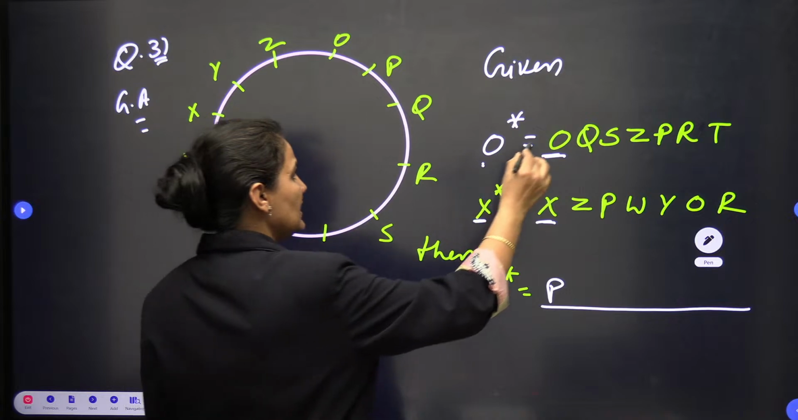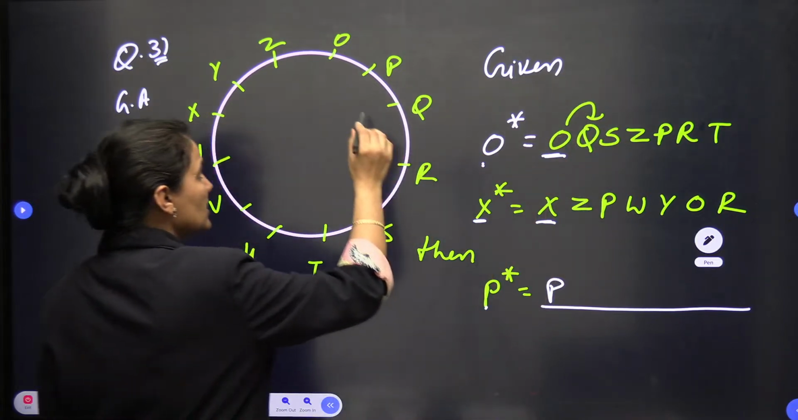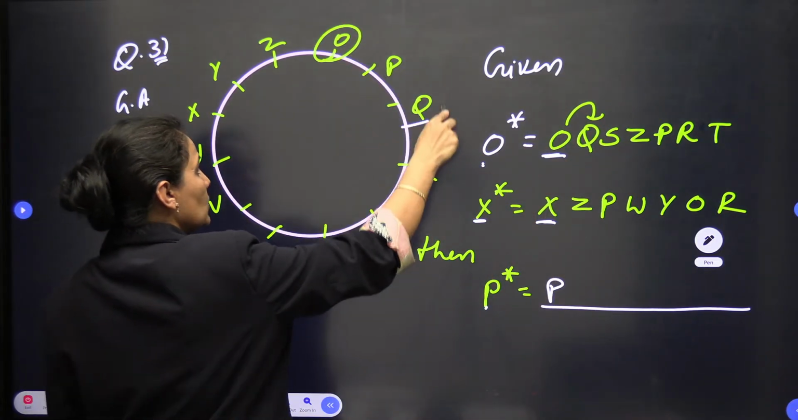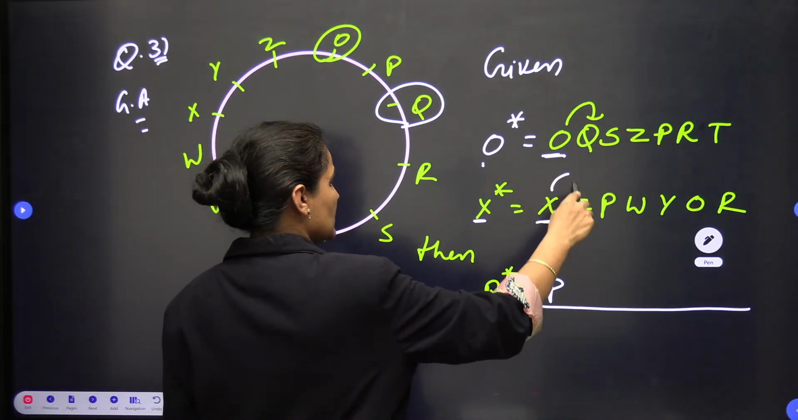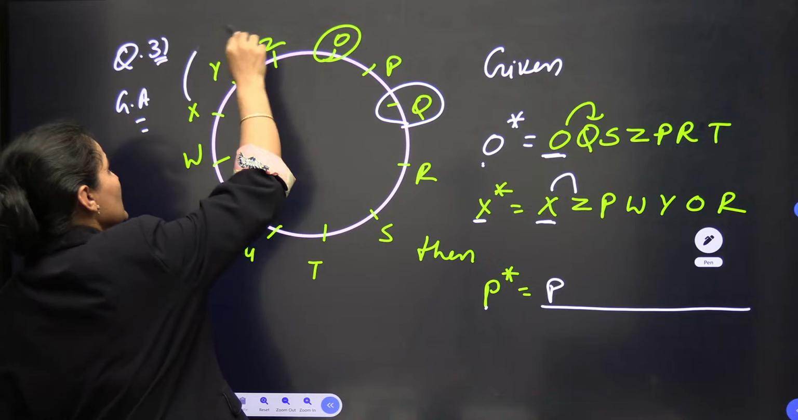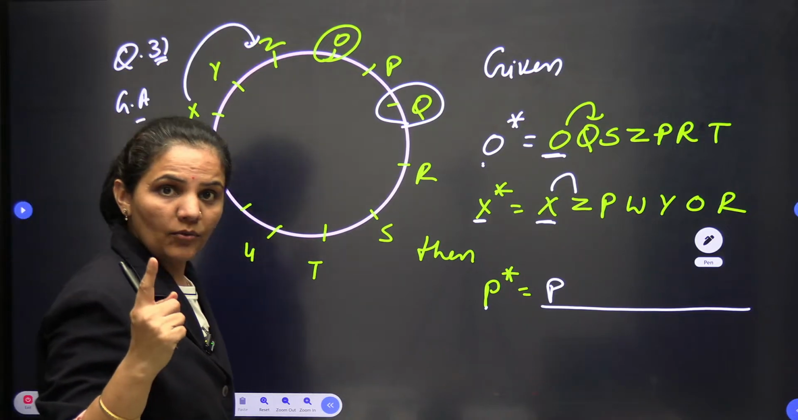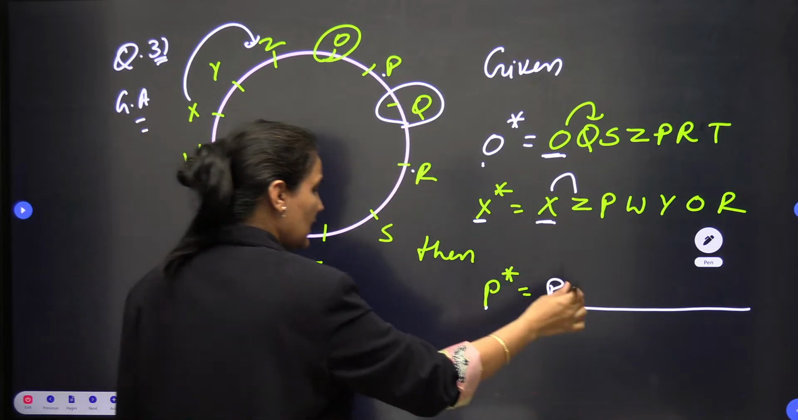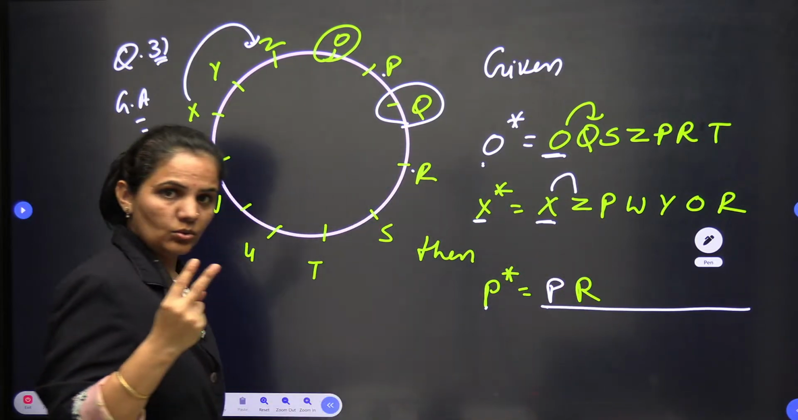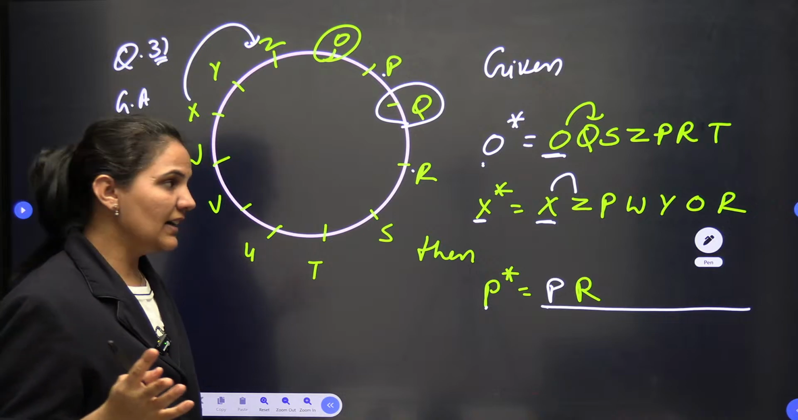Then see, after O, Q is coming with the one gap. Similarly, after X, Z is coming with the gap of 1. So after P it should be R. So two letters we can identify.